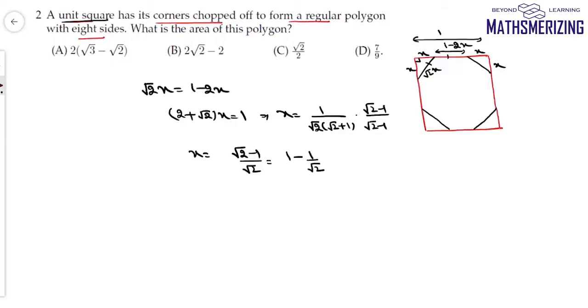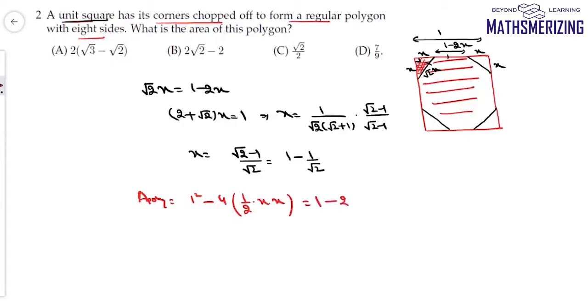Now it says we need to find area of this polygon. So basically area of this polygon will be area of this square, which is 1 square, minus 4 times area of this small triangle. So minus 4 times, and what is the area of this small triangle? It is half x into x. So it will be simply 1 minus 2 into x square. What is x square? x square is (1 minus 1 by root 2) whole square. So I'll get 1 minus 2 times (1 plus 1 upon 2, and then minus root 2).